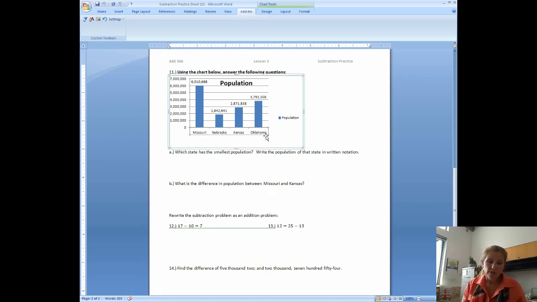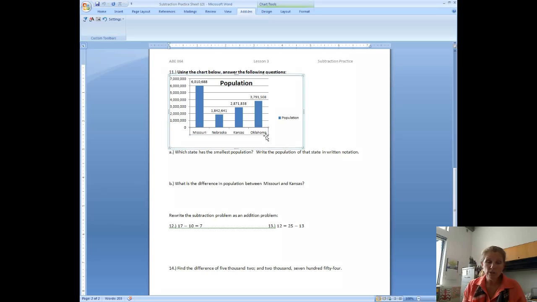Okay, so the answer then is it's Nebraska, and then write the population of that state in written notation. Remember back a couple of lessons ago, we're having you write that in written notation. So that means instead of just writing down 1,842, I'm wanting you to write it out in words, and that would be 1,842,641. So you would practice writing that on your own.